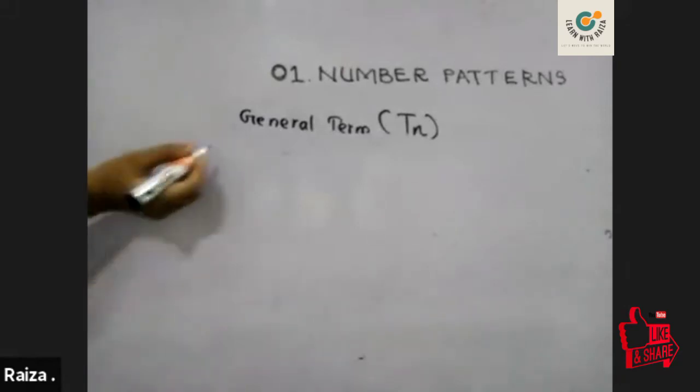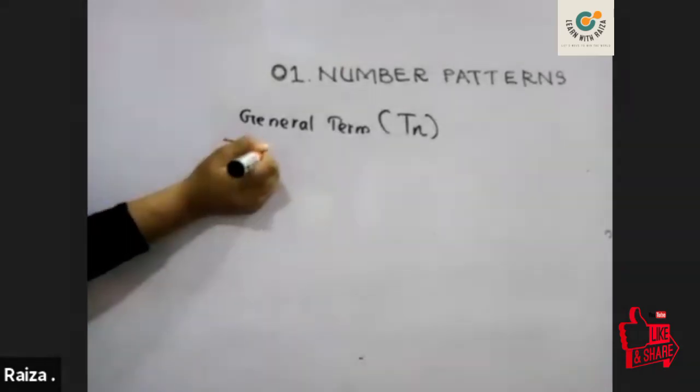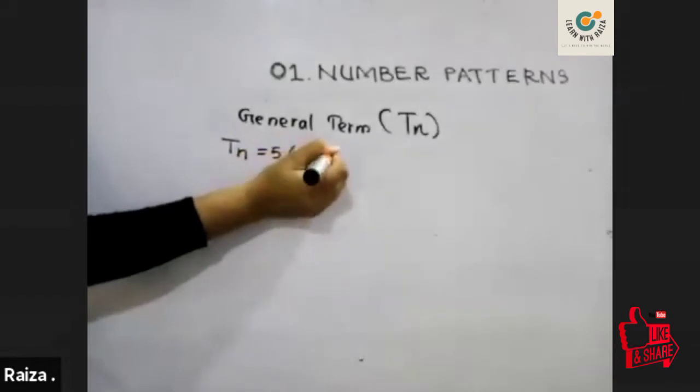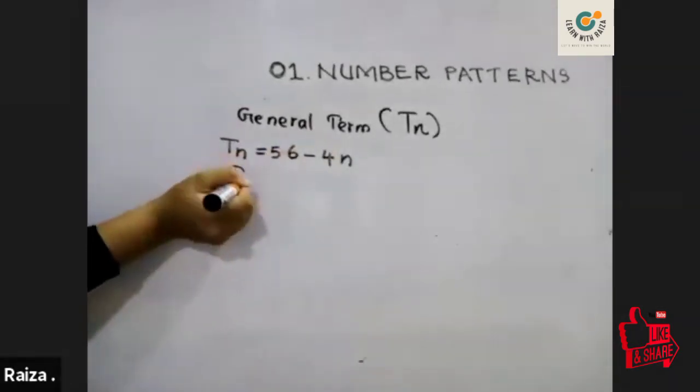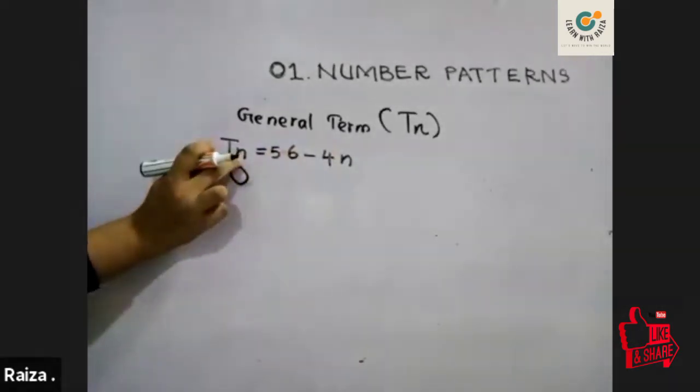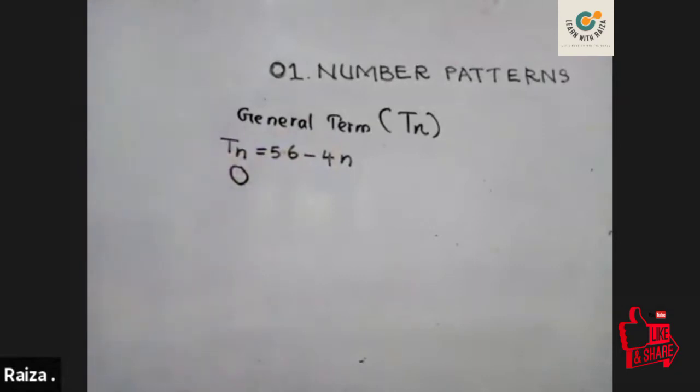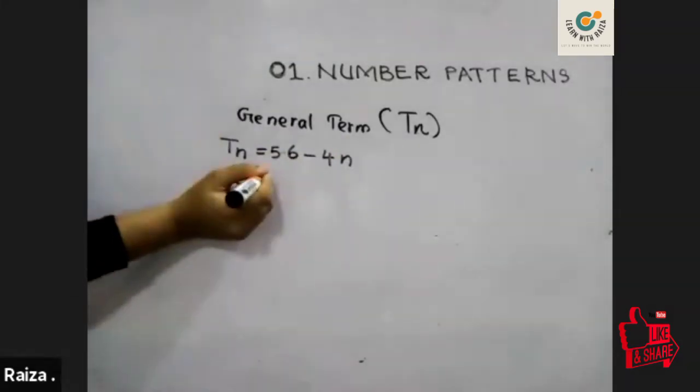So they are saying Tn is equal to 56 minus 4n. They are saying that 0 is a term, but we don't know which term. Suppose you solve this and get a whole number for the value of n, that means definitely 0 is a term of this number pattern. But suppose when you solve this you get n as a fraction or a decimal, then the number 0 is not a number of this number pattern. So let's see what we are getting.